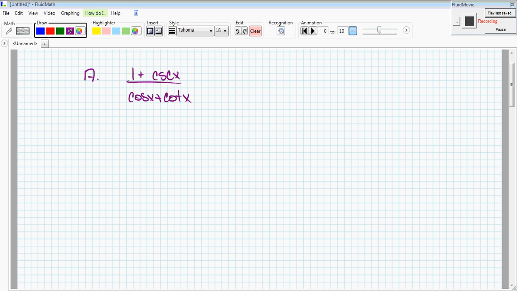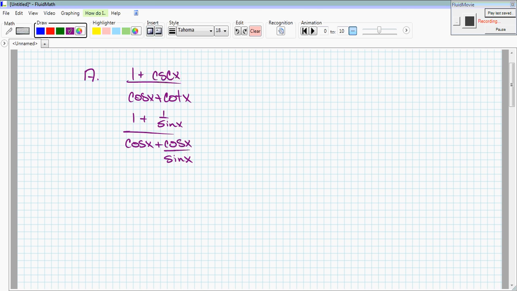Alright, to solve 17, the first thing that we want to do is try to write everything in terms of sine and cosine. So what we have is 1 plus 1 over the sine of x over the cosine of x plus cotangent is cosine of x plus the sine of x over the sine of x.